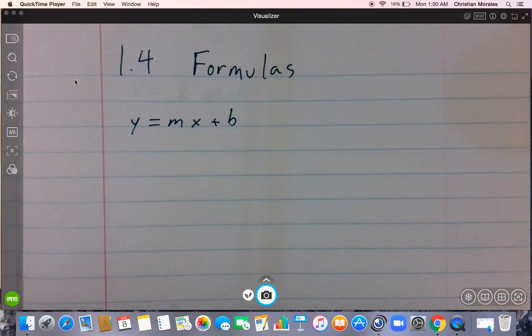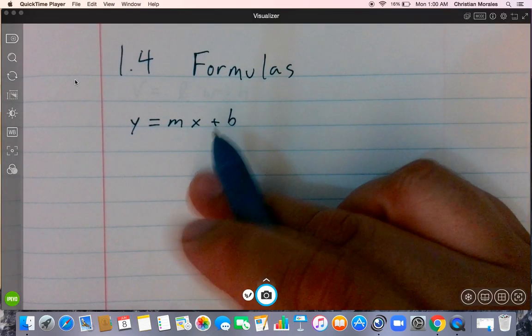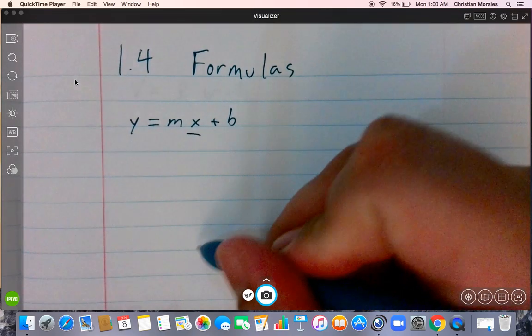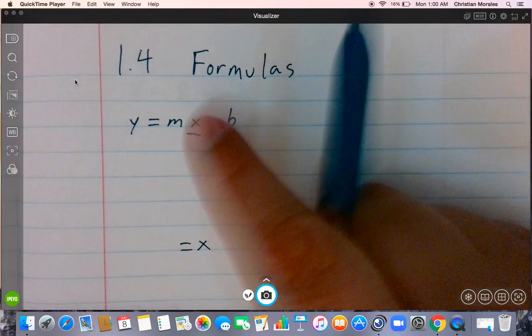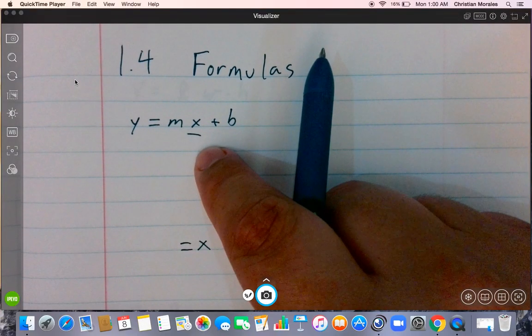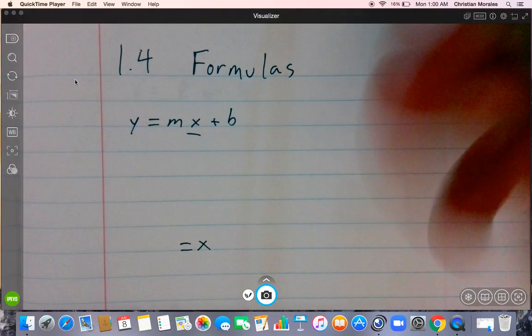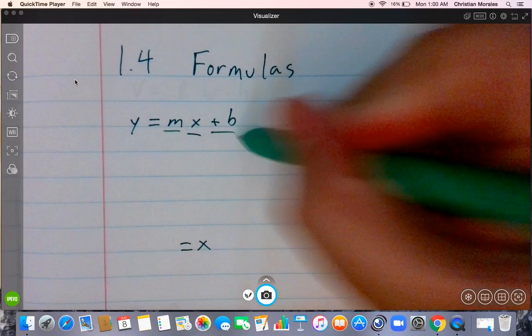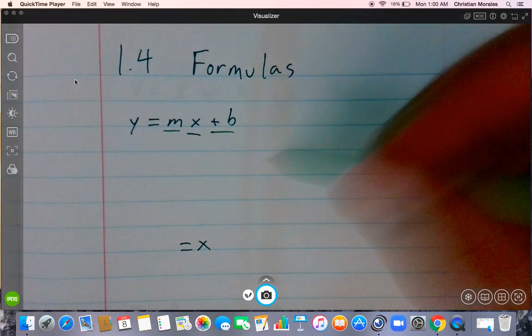Now you guys know it for lines, but let's just forget that for a second. Let's just say I want to solve for x. Okay, let's say I want the x by itself. If I want the x by itself, I got to get rid of two things. I got to get rid of the m and the b. And I want the x by itself.